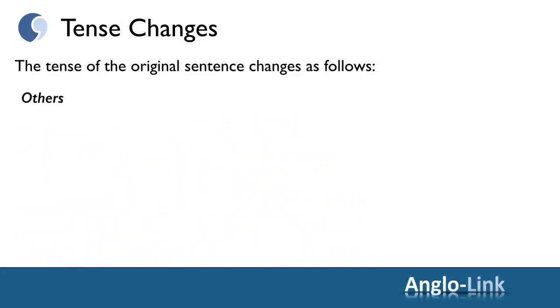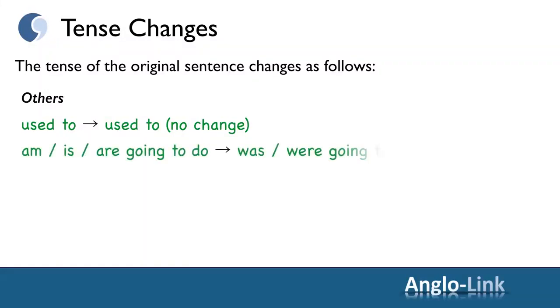There are two other tenses to look at. One is used to, and it doesn't change. It stays used to. And finally, the be going to tense, am, is, or are going to do, changes to was, were going to do. Right, that's all for tense changes.